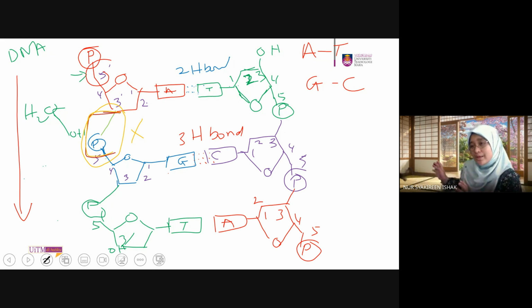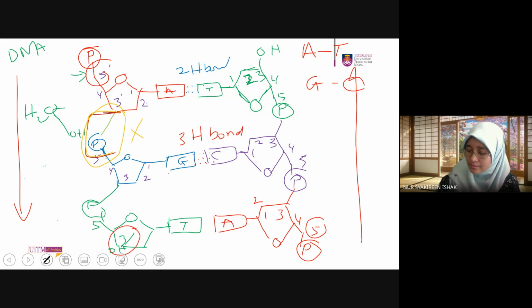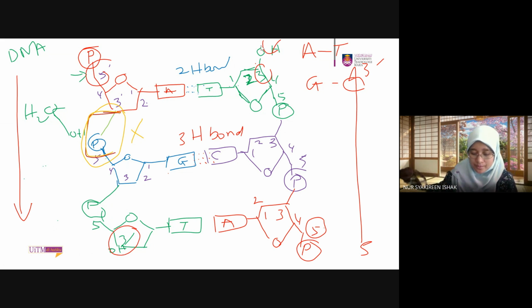For you to add the next nucleotide, you can only add to the nucleotide that has exposed carbon number 3. For this one here, the strand runs in the opposite direction, anti-parallel. From 5 prime to 3 prime direction. For you to add the next nucleotide, you add here at the 3 prime end. So that's why DNA has orientation 5 to 3, and then the other one 5 to 3, anti-parallel.